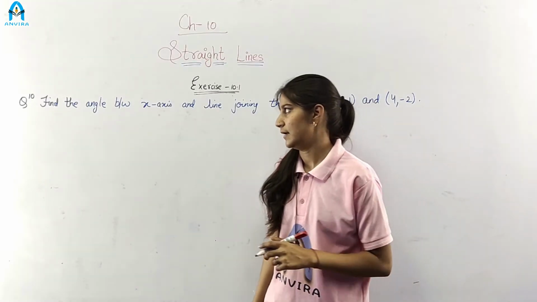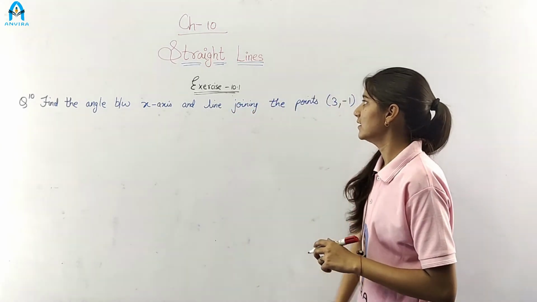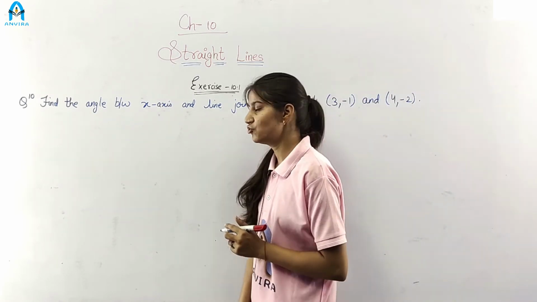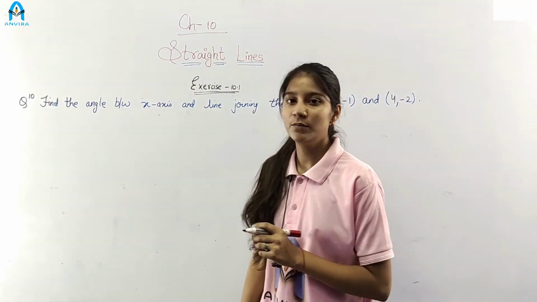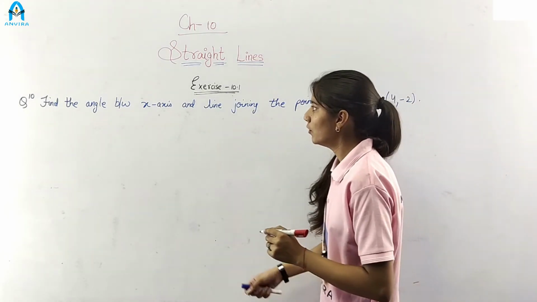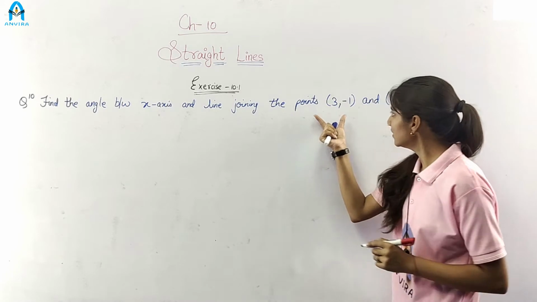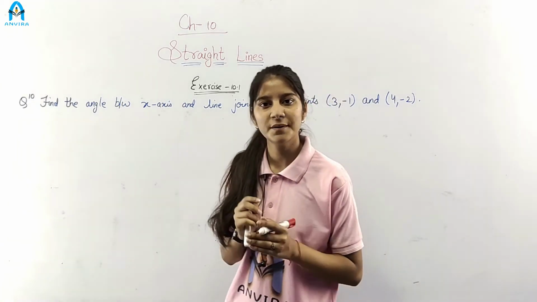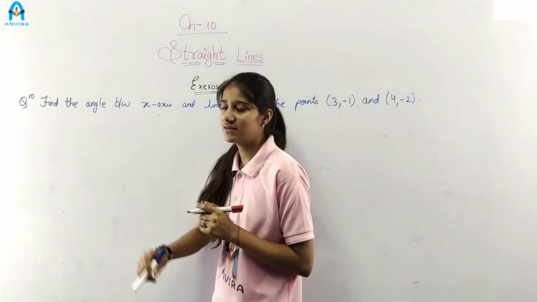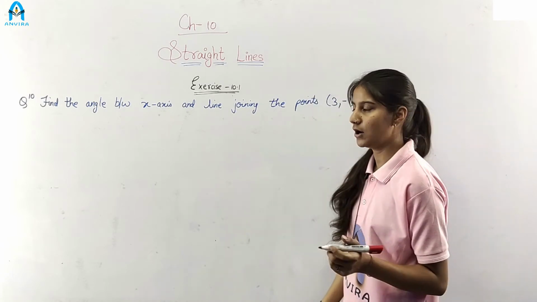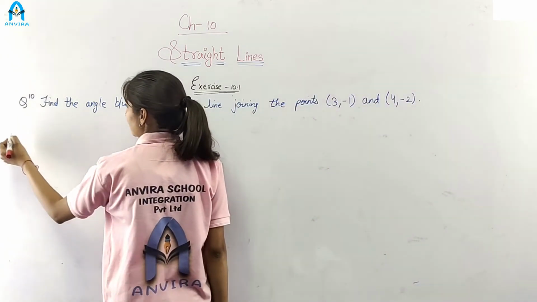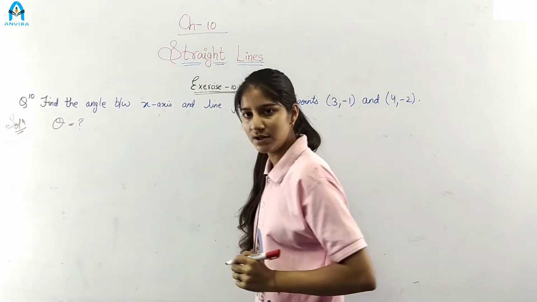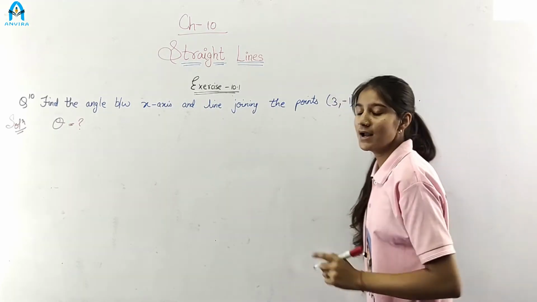Now question number 10. Find the angle between x-axis and the line joining the points (3, minus 1) and (4, minus 2). So let we have a line. Which line is given to us? (3, minus 1) and (4, minus 2). These are two points through which a line passes, and we have to find the angle between the x-axis and that line. So that means we have to find out the theta, that means the angle of inclination with respect to x-axis of the given line.